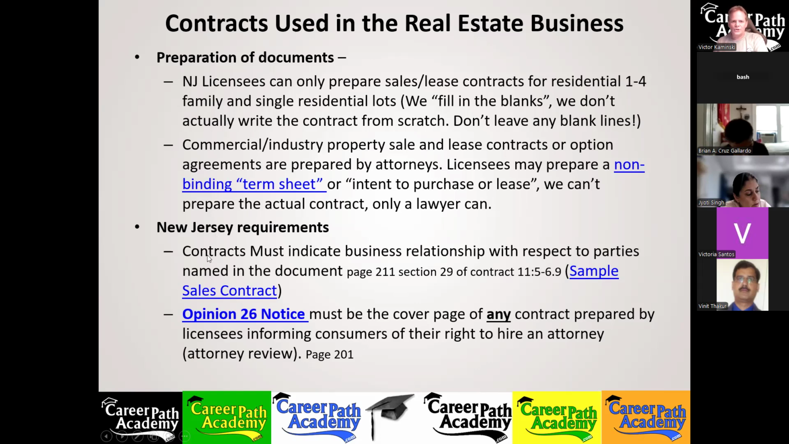Now, New Jersey requirements say that contracts must indicate the business relationship with respect to the parties named in the document. And then the Opinion 26 notice, well, that has to be the cover page of any contract prepared by licensees. That basically informs the consumer of their right to hire a lawyer and use a lawyer. You guys remember all that stuff, right?